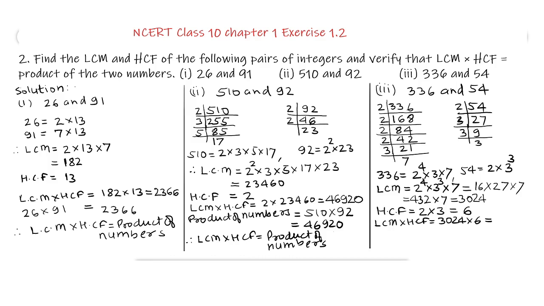6 times 4 is 24. We carry 2. 6 times 2 is 12 plus 2 is 14. We write 4 and carry 1. 6 times 0 is 0 plus 1 is 1. 6 times 3 is 18. So the product of LCM and SCF is 18,144.